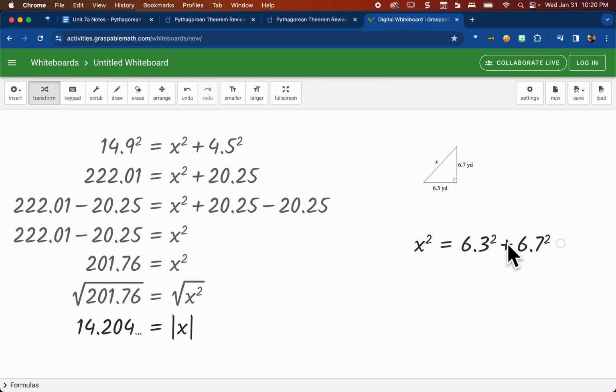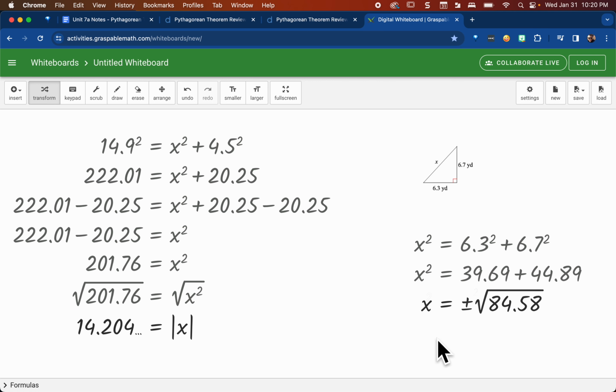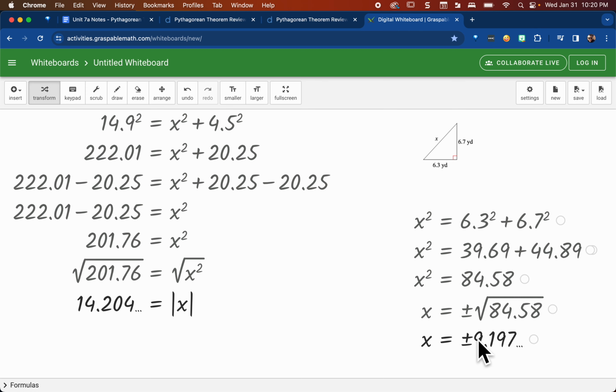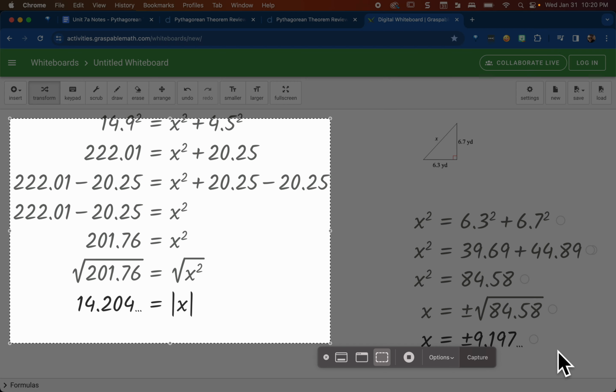Now I can't add these until I try to square them first. That's just a minor note, so let's square each of those. Then I can combine them. Now I can square root both sides by dragging that 2 over on top of the other number. The power of 2 dragged to the other side makes it do the opposite operation, which in this case would be square rooting. And the square root of 84.58 is 9.197.